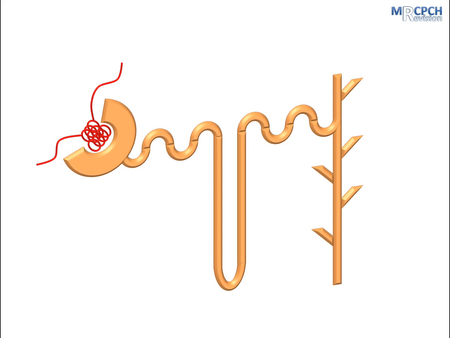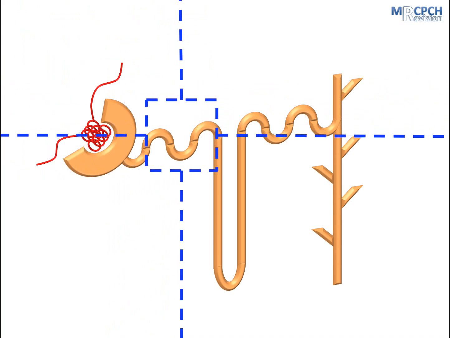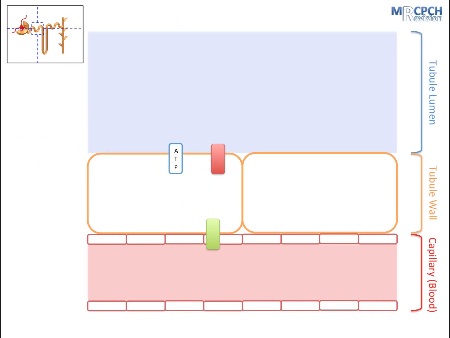So here we have a picture of the nephron, and the kidney's role in acid-base balance starts in the proximal convoluted tubule. So let's take a closer look. This diagram shows the lumen of the tubule at the top, the cells of the tubule wall in the middle, and the peritubular capillary at the bottom. So let's go through the sequence of events.